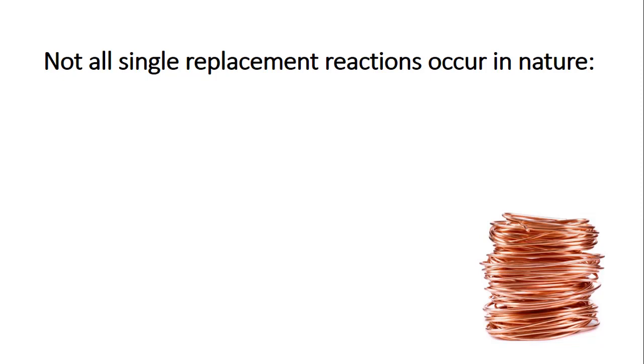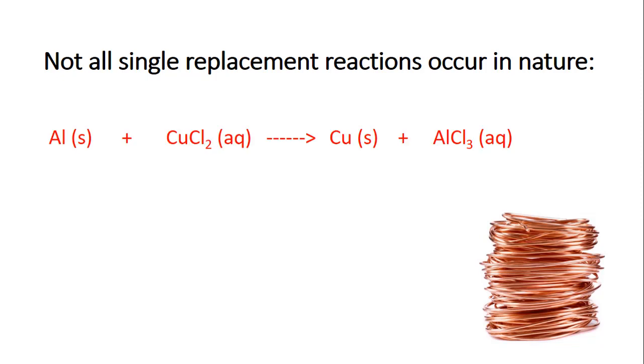One of the most important things that you need to know about single replacement reactions is that not all of them occur in nature. In other words, just because you can write a single replacement reaction doesn't mean it actually will happen. So I would like to take the reaction that we just looked at a moment ago in the demonstration, and of course we knew that this one worked because we did it. We saw the aluminum can breaking down, and then we saw the copper metal starting to come out.